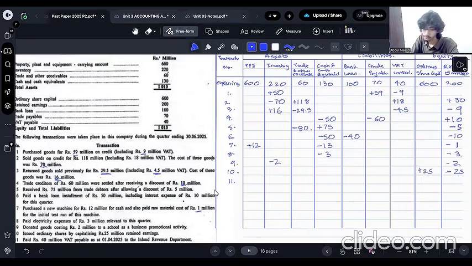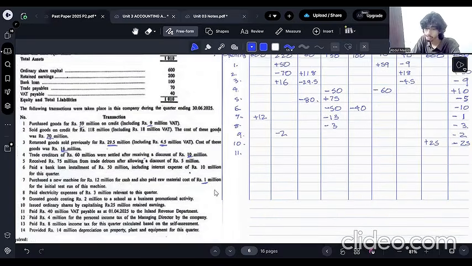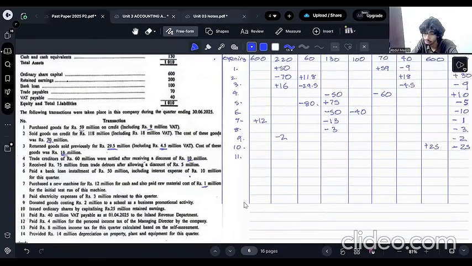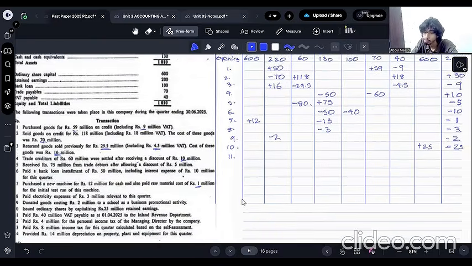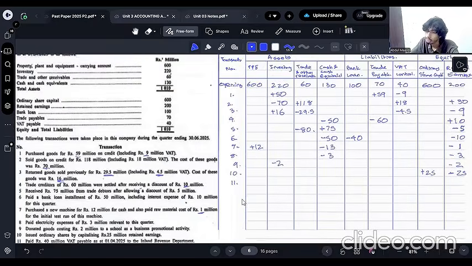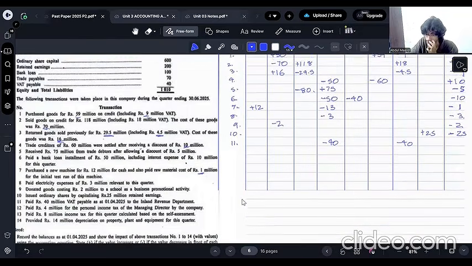11th one, paid rupees 40 million VAT payable as at 1st of April to the Inland Revenue Department. Paid 40 million VAT payable. Then cash minus 40 million. VAT control minus 40. Next. Rupees 4 million for the personal income tax of the managing director paid by the company.